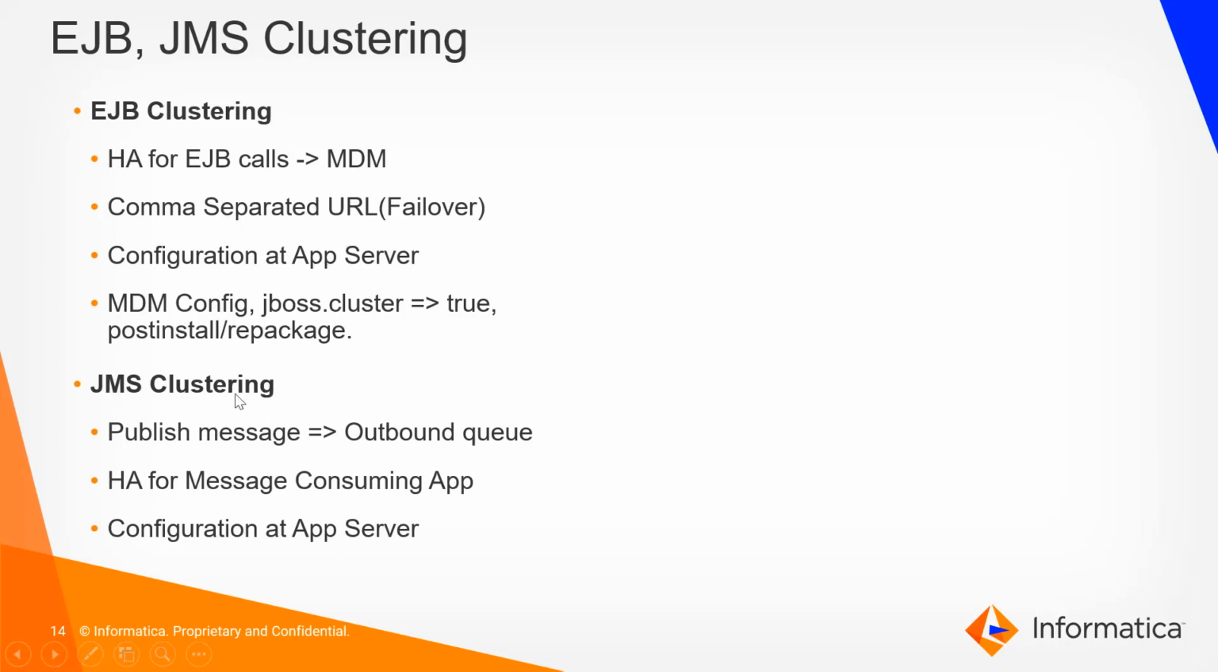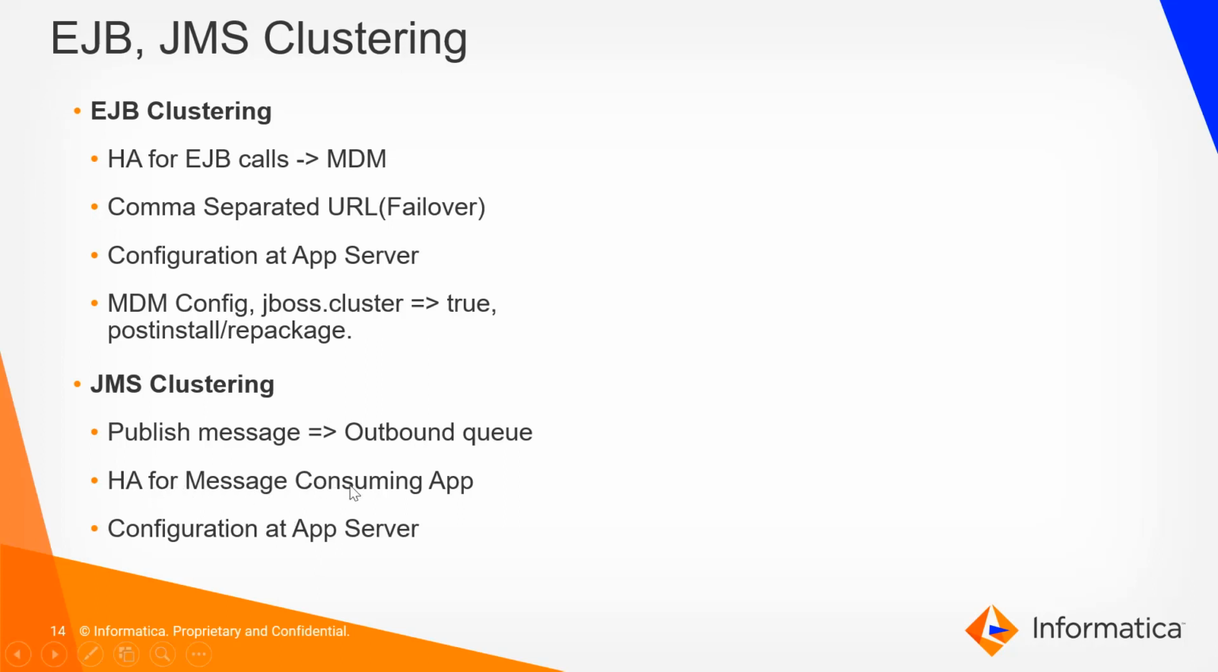Now JMS clustering, right? Why is it needed? Because MDM publishes messages, based on the message trigger events that you have for any changes, to the outbound queue. If you don't have JMS clustering done, then if that node goes down, the messages are not accessible anymore for the consuming application. So it is providing high availability for the consuming application, right?